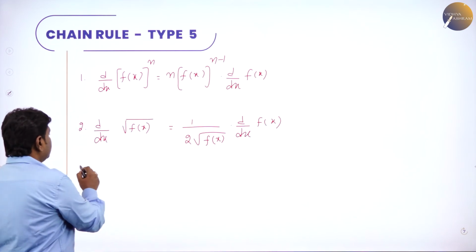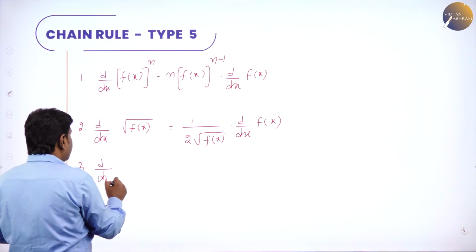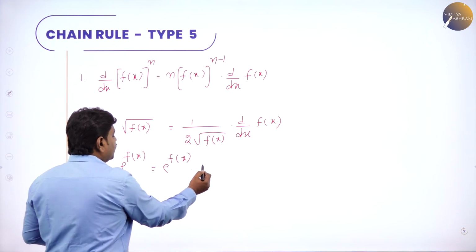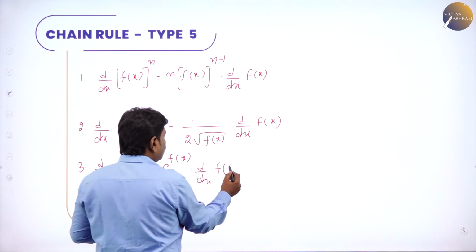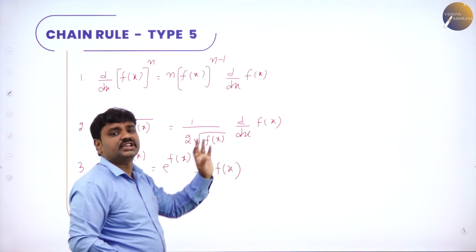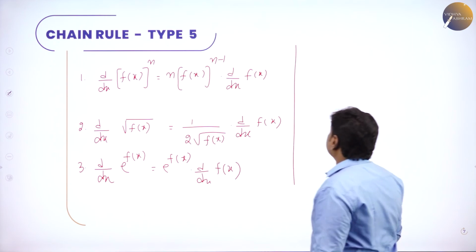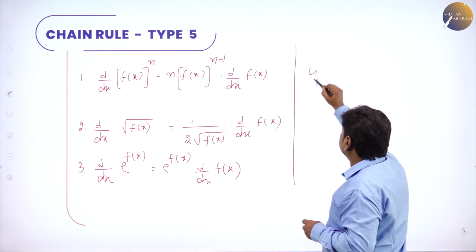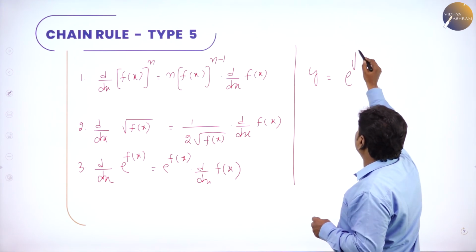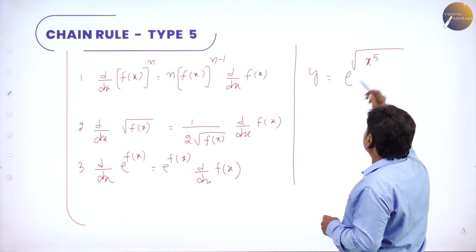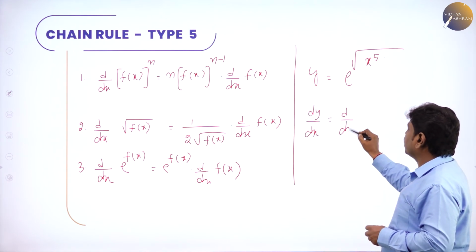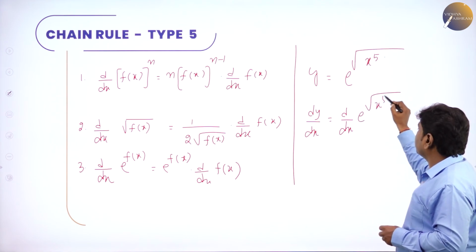Then we discussed d by dx of e power f of x. The derivative of e power f of x is what? E power f of x into d by dx of f of x. Like this you can go on writing, but the conclusion is what? Whatever is the internal function, the chain continues. Let me take one simple and interesting example to conclude all. Suppose I have y equals e power root of x power 5. Now what is dy by dx? Dy by dx is d by dx of e power root of x power 5.